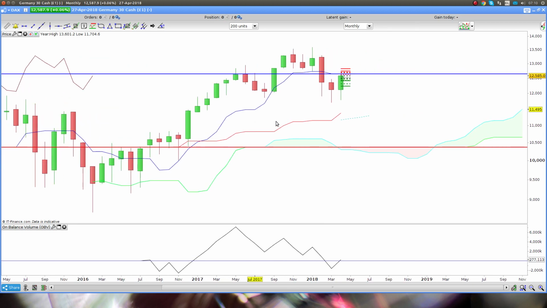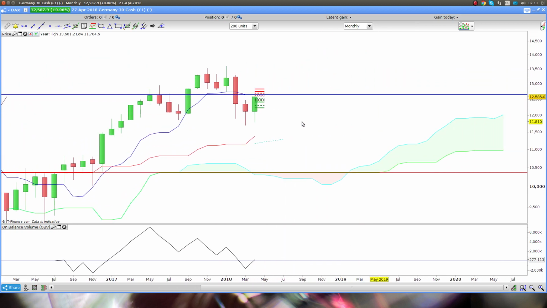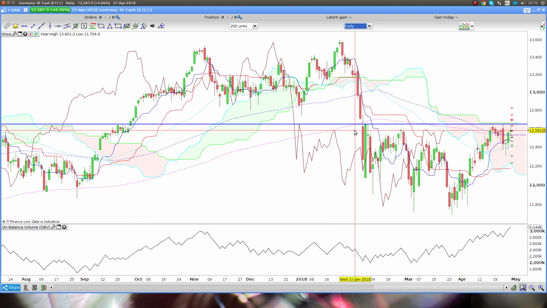Okay, so I want to again try and just focus in this area here. We don't really have any flat cloud here, but I will see if I can find something on the lower time frames.